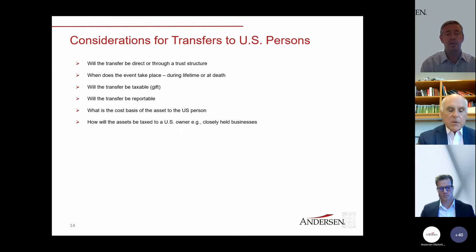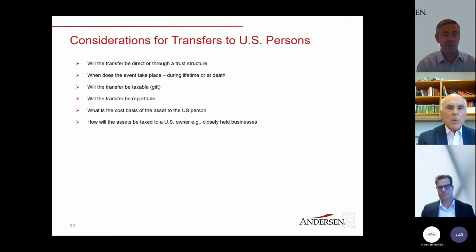Sometimes when you've got US beneficiaries, you really do want to consider making lifetime transfers to them. They may have moved to go to college and will now want to buy a piece of real estate or something, and you make the gift during lifetime, or you wait until death and transfer the assets at death.